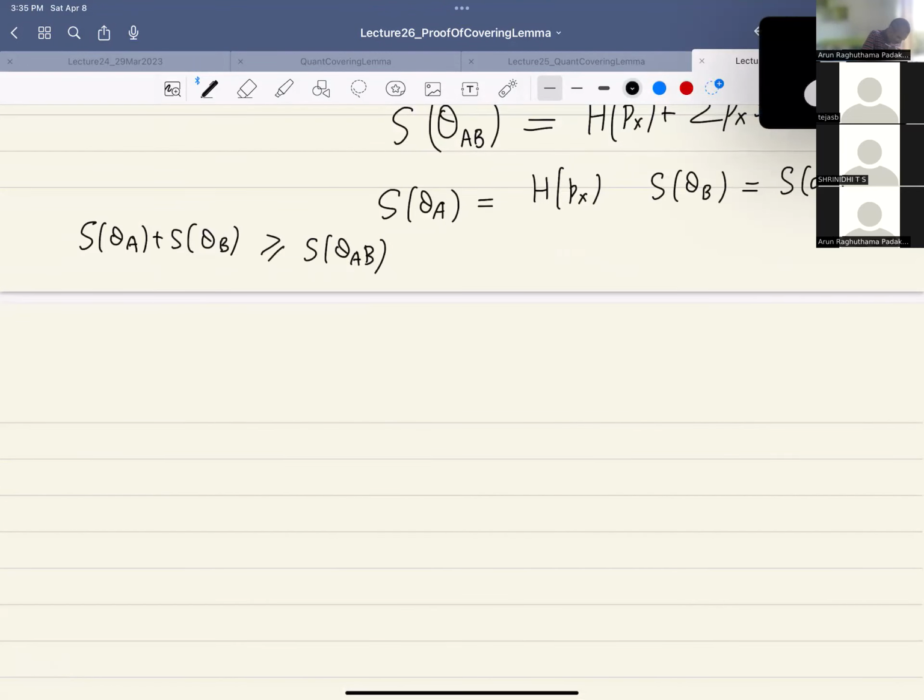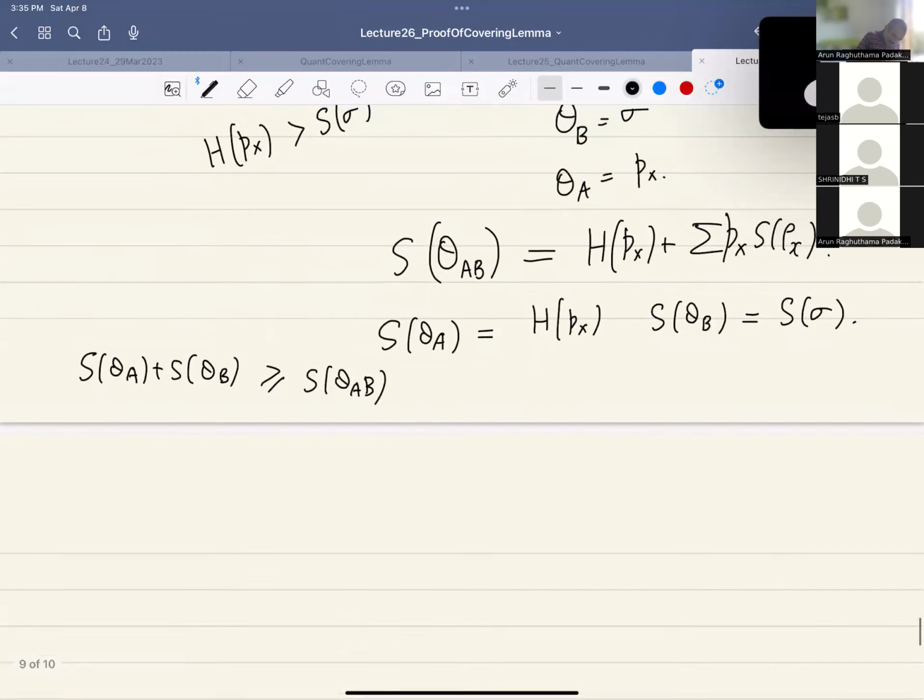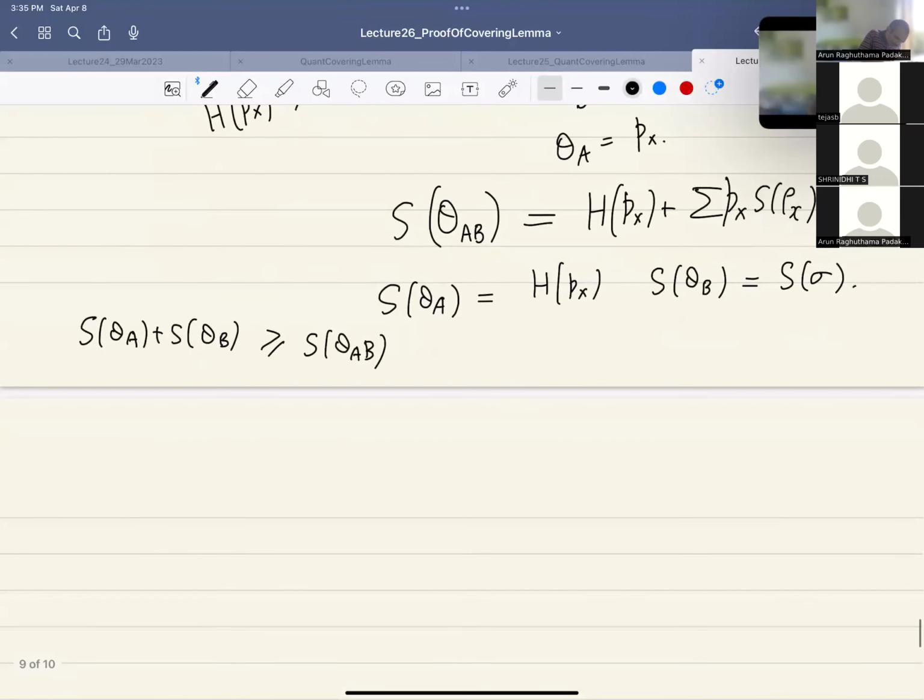Was there equality there? Yeah, if S of sigma equals... Substitute here, you will get S of sigma to be greater than or equal to Px of x, S of rho x. This is what you will show. If you substitute this, you will get this.